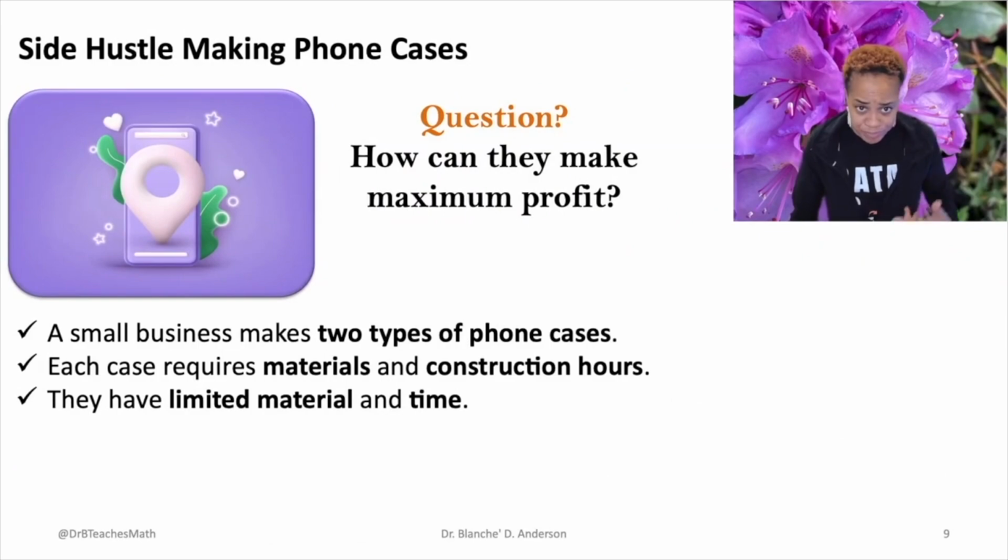Side hustling. You have a side hustle of making phone cases. How can they make a maximum profit? You want to make these phone cases, which takes you time, supplies, energy, but you want to make some profit, right? Well, if you make 2 types of phone cases, each case requires materials and construction hours, and you have limited material and time. Well, how can you make the maximum profit?